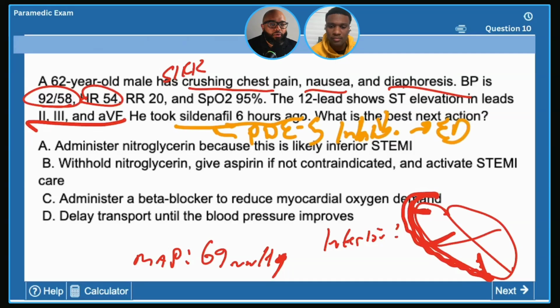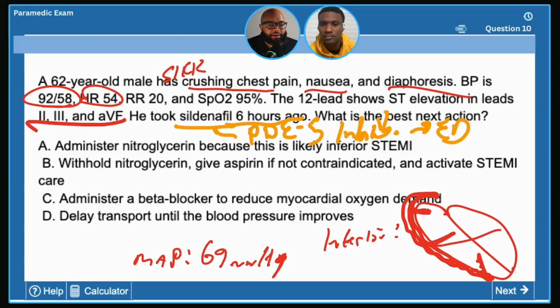Why did they tell us that information? What's special about sildenafil or any of the fils, whether it's tadalafil or vardenafil? They cause significant vasodilation, and they're a contraindication for what medication? Nitro. Because nitro also causes venodilation and vasodilation, so we don't want to make the vasodilation worse.